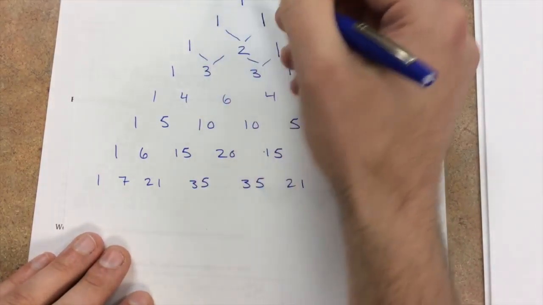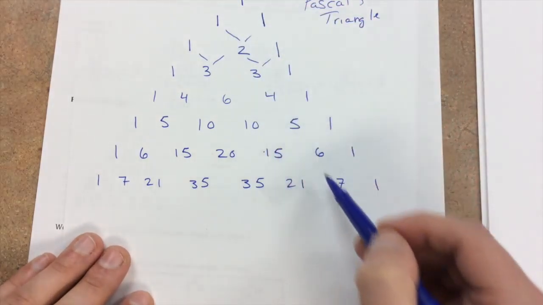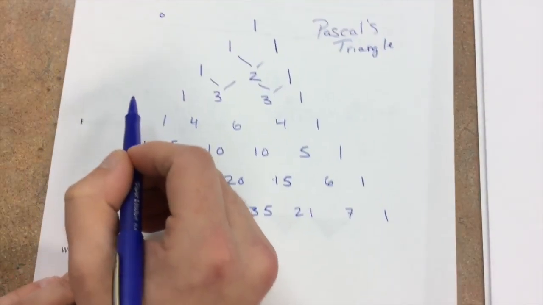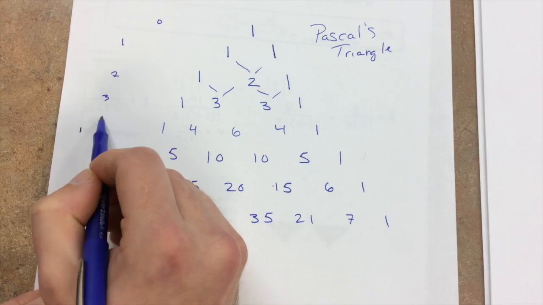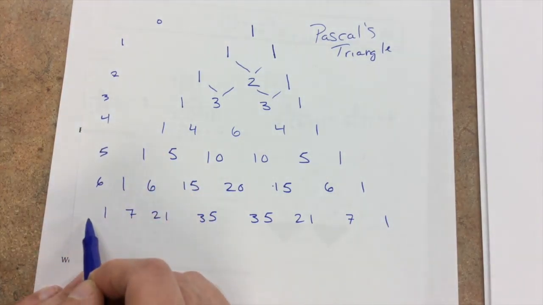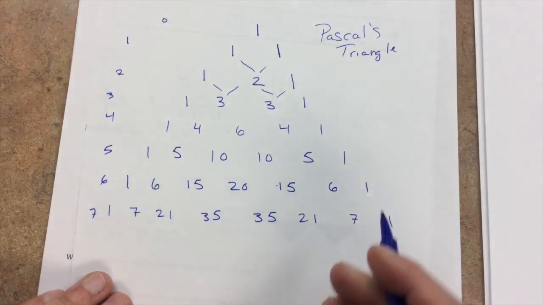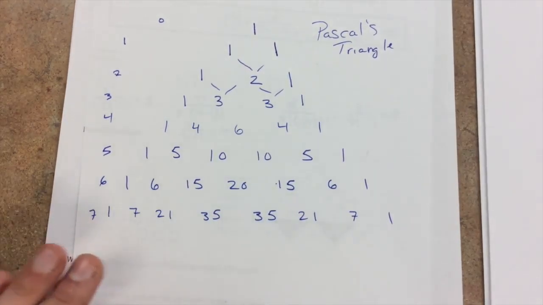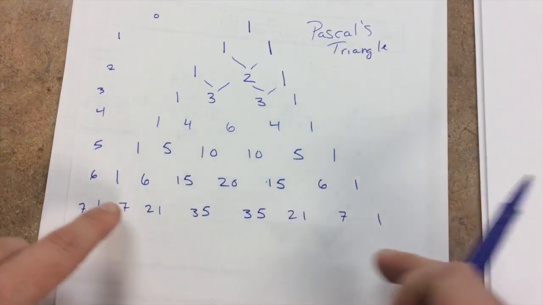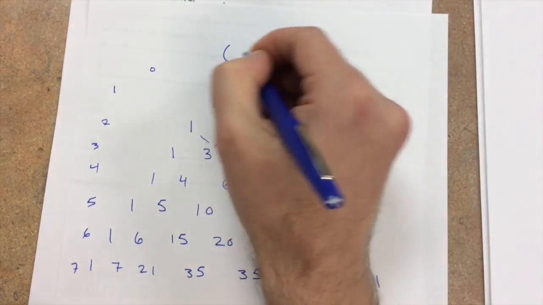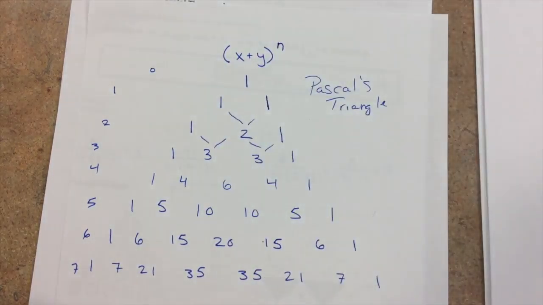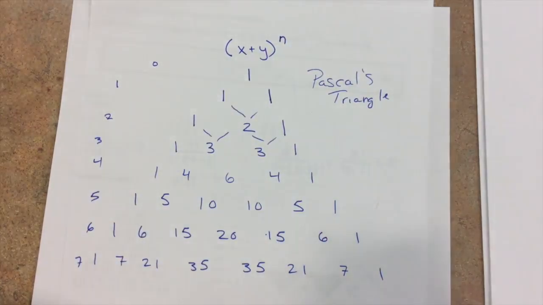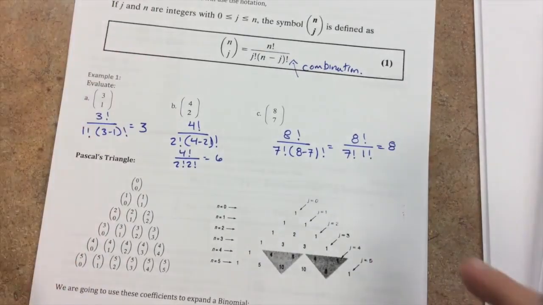Now, if you look down the diagonals, these are all 1s. 1, 2, 3, 4, 5, 6, 7. This is our 0th row. This is our first row. This is our second row, third row, fourth row, fifth row, sixth row, seventh row. We could keep going on and on and on. What's important about Pascal's triangle are these are the base coefficients when we're expanding something like x plus y to the nth power, where n is one of these. This is the really powerful thing about these combinations that we have.